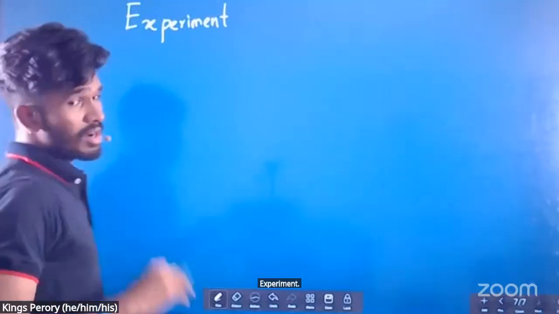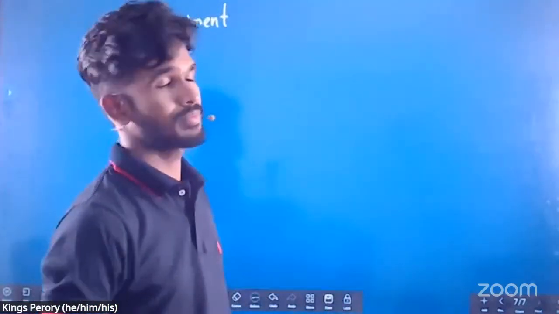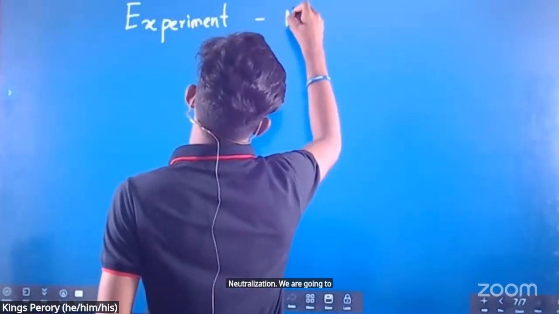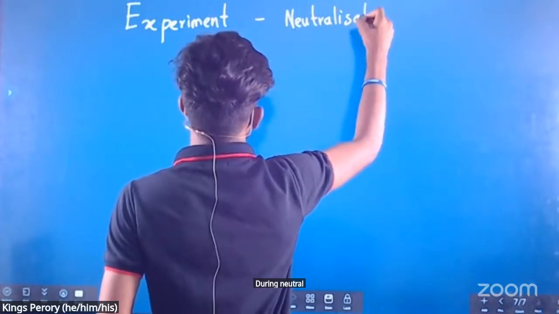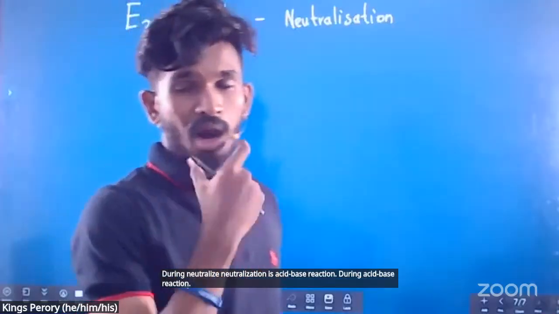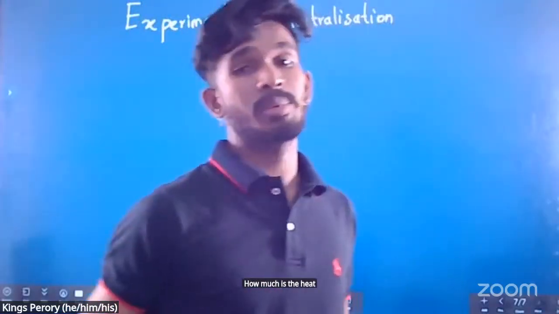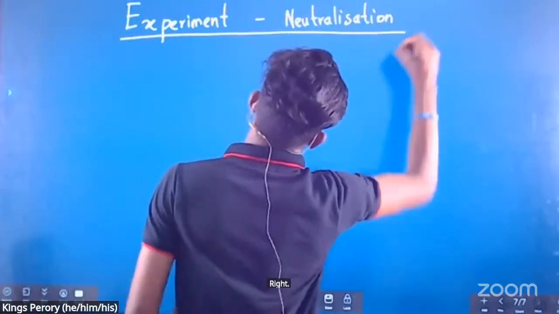Now, what is the chemical reaction we are going to do? Neutralization, an acid-base reaction. During an acid-base reaction, how much is the heat change taking place? Practically, we are going to find out.